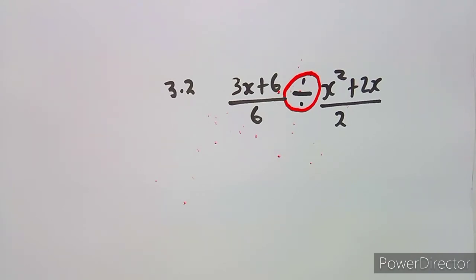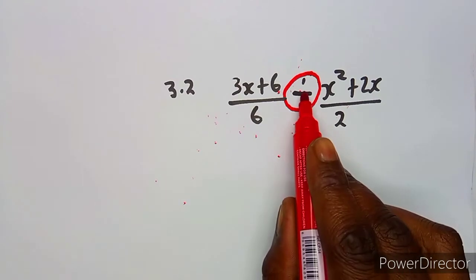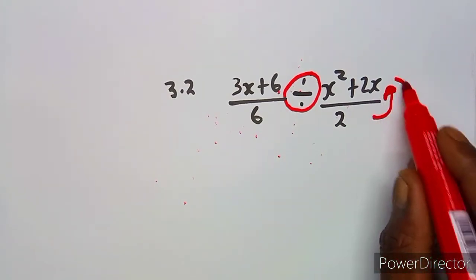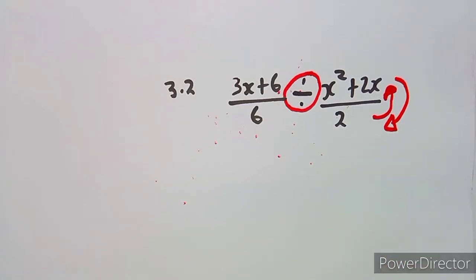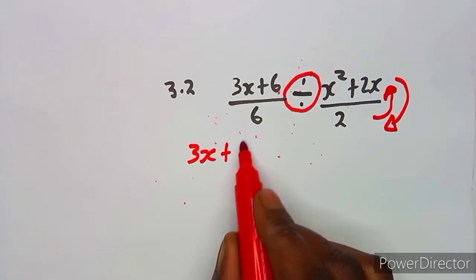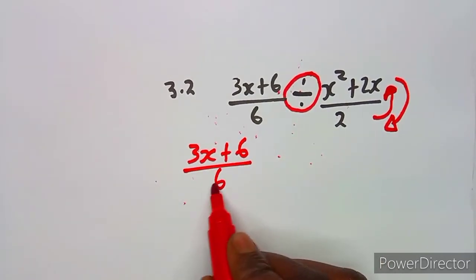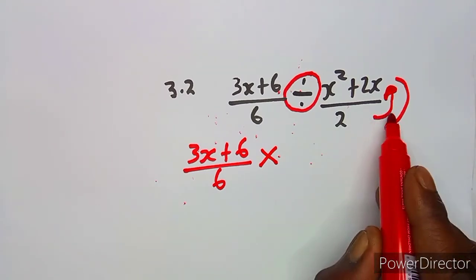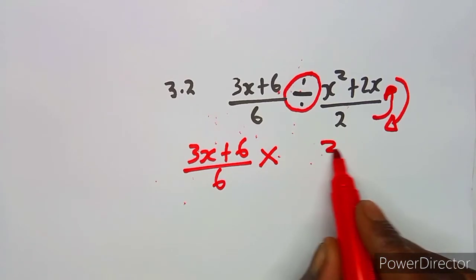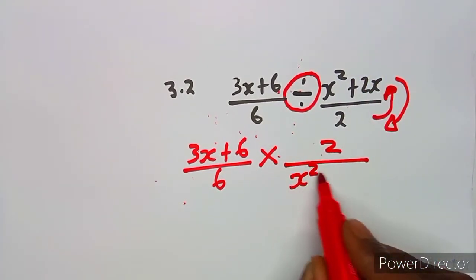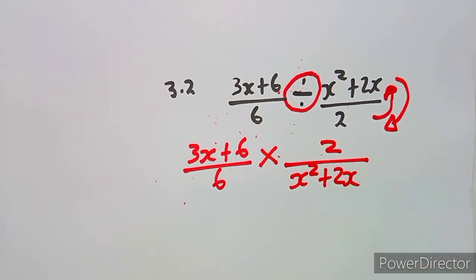That's the first thing that you're supposed to at least do. So what's the concept? I know that the moment I introduce multiplication, I'm going to invert the second fraction, to interchange the second fraction. So that means this can be written as 3x plus 6 over 6 multiplied by 2 over, this one is going to be written in the denominator now, x squared plus 2x.